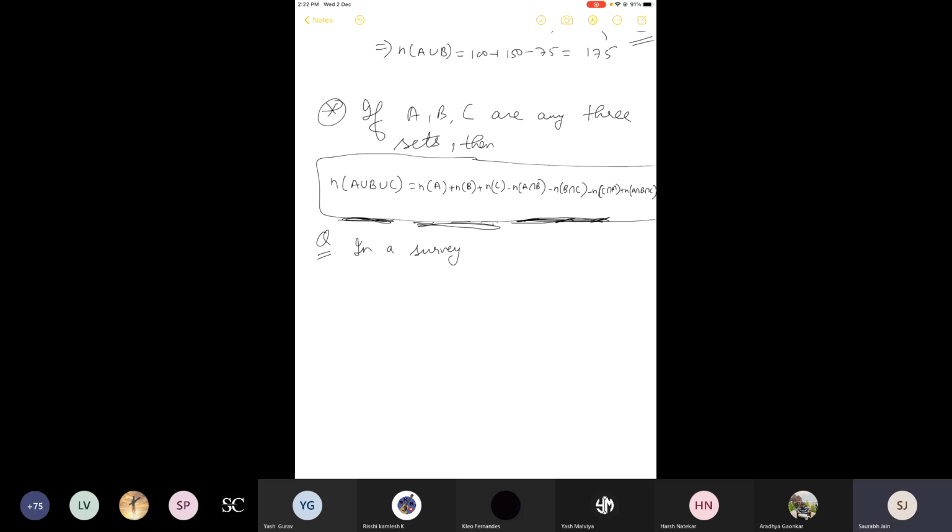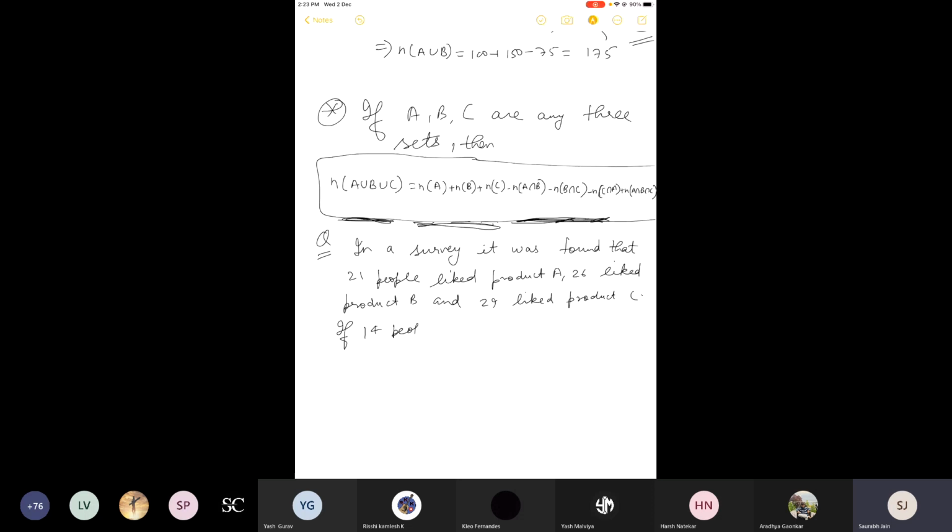The question is: in a survey, it was found that 21 people liked product A, 26 liked product B, and 29 liked product C. Here we can use these same alphabets, A, B, and C, only. Then what else is given?